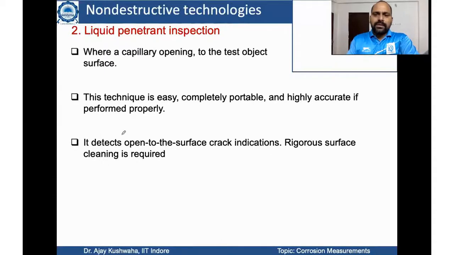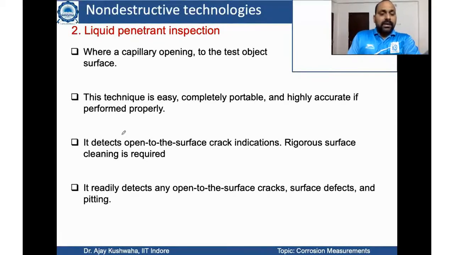But if we want to understand the surface cracks and capillaries, then cleaning of the surface is very important. Let's say the outer surface is covered with dust, or corrosion product, or any external product covering that surface, then we will not be able to get very accurate data. So the surface should be cleaned very rigorously to get proper data. It can detect open-to-surface cracks, surface defects, and pitting.